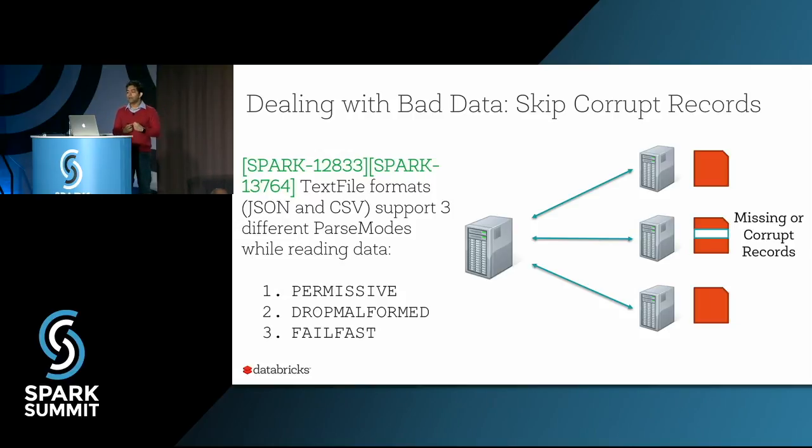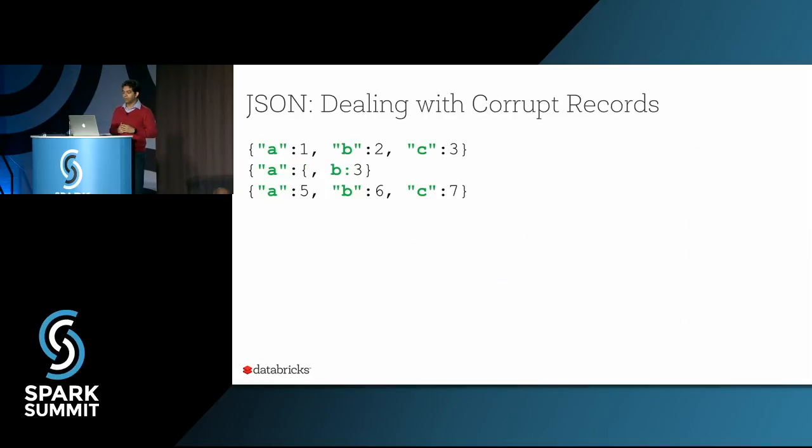The drop malformed mode, on the other hand, silently drops all the corrupt and malformed records from your query, so that you just have to deal with the data that's better structured. And finally, the fail fast mode, as the name implies, fails the query as soon as it encounters a bad record, and the exception tells you which exact record is bad and what you can do about it. So let's look at each of these modes in the context of JSON and CSV data as we go along.